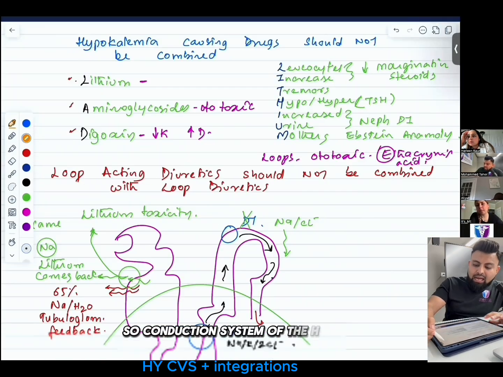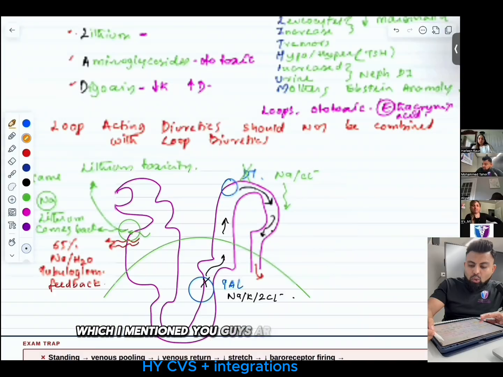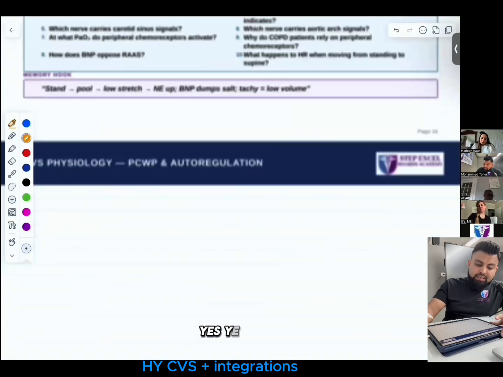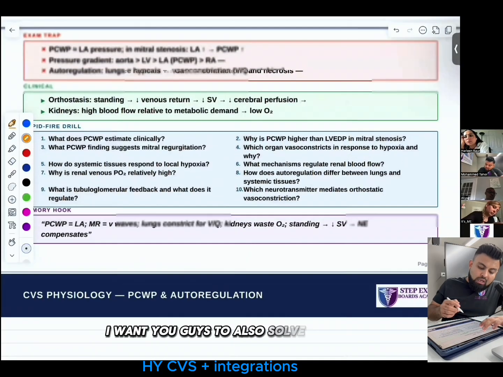So the conduction system of the heart, which I mentioned. You guys are okay with this, right? Yes. Yes, sir.